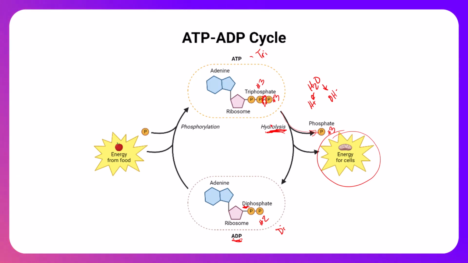So by hydrolyzing our ATP, we are now in an ADP state. This is a low energy state, whereas ATP was a high energy state. And so what do we do with a battery that is depleted? Well, we try to find a way to recharge it. We plug our phone in.